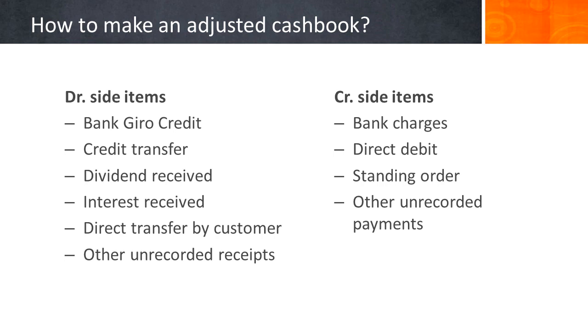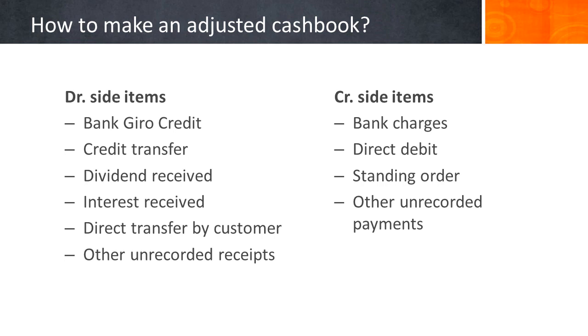Then there is another thing which is called bank giro credit, which is recorded on the debit side of the adjusted cash book. That item is basically money received by a business for giving out a consultancy or some other services that have been rendered by the business to other businesses. That money is received by them through bank giro credit. So that money is again recorded on the debit side of the adjusted cash book.